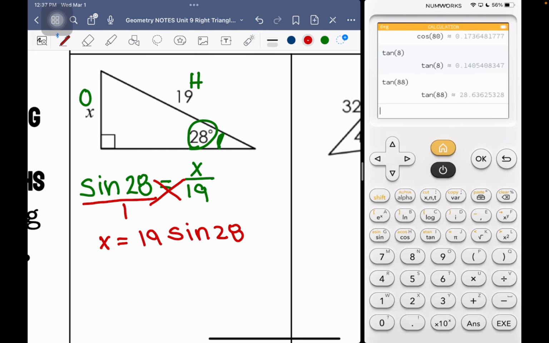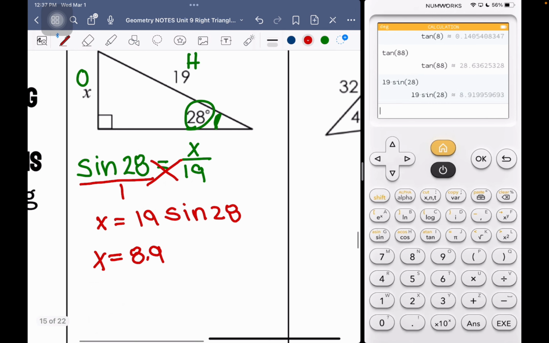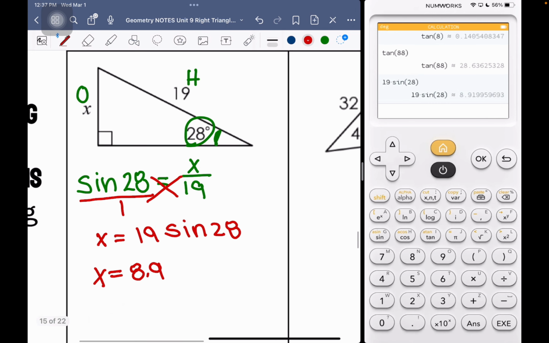Now that x is by itself, this is where you're going to take your calculator and put in 19 sine of 28. So we get x is equal to 8.9. This time it only wants us to round to the nearest tenth, so that's 1 decimal place. So 8.9. Does this make sense? If this side length is 8.9, yep, that looks like a reasonable answer because our hypotenuse should be our longest side. We shouldn't get anything larger than 19.